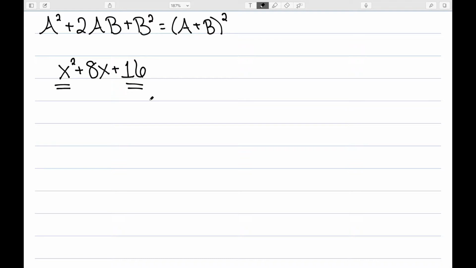We can then multiply those numbers. 1 times 4 is 4. Double it, and it should give us our middle term. So in this case, a is equal to x and b is equal to 4. 2 times x times 4 would be the 8x. So that factors into x plus 4 squared.